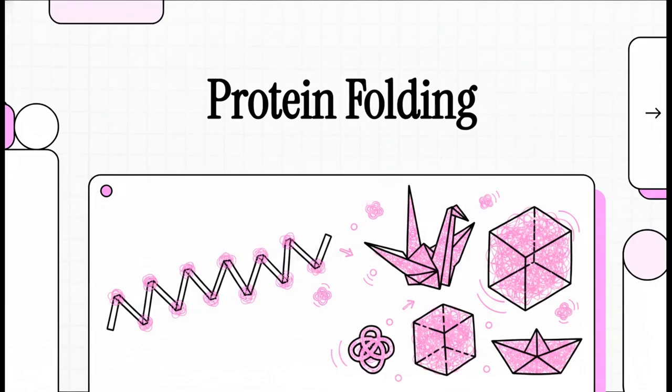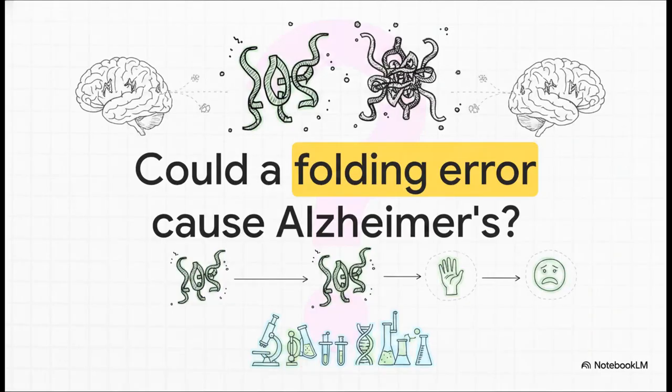Well, inside every single cell of your body, a microscopic version of this exact origami is happening millions of times a second. It is literally how our bodies build the functional structures of life itself. But what happens when nature makes a wrong fold? Okay, let's dive into this.